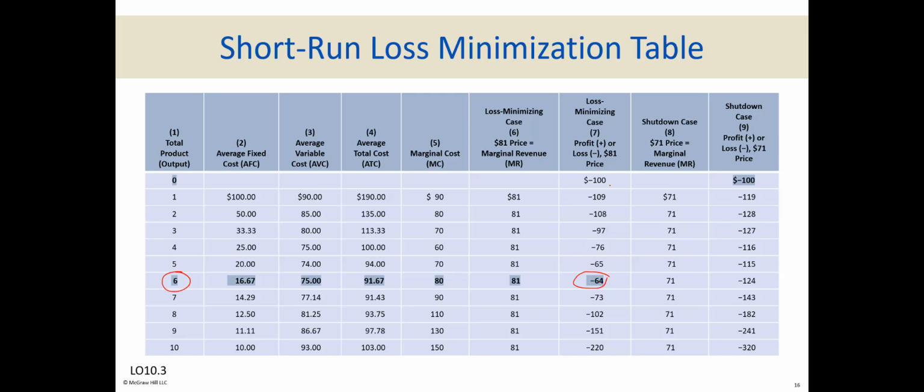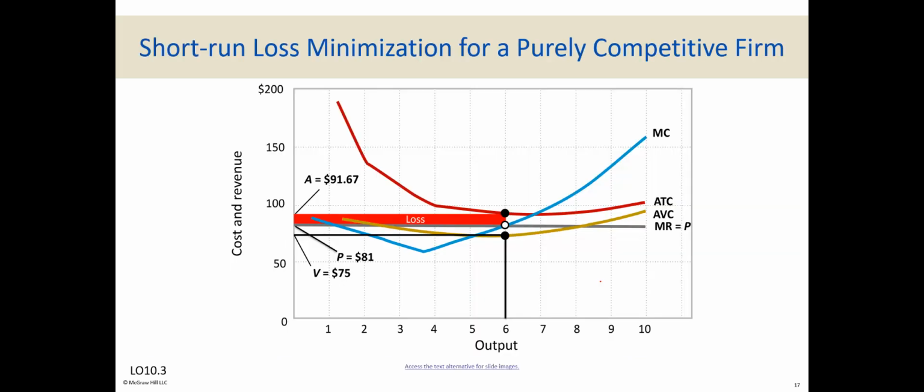If the firm shuts down, it incurs a loss equal to its fixed cost, which is $100. Okay, so if you choose to shut down, you will lose $100. But if you continue to operate, then you're going to make a loss of $64, which is better. The reason is it can cover some of its fixed costs, reducing the total loss. So here you will see the figure of loss minimizing firm. If the price falls below the average variable cost, the firm should shut down in the short run.